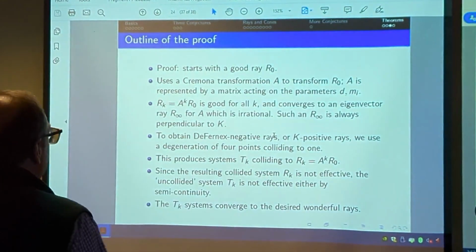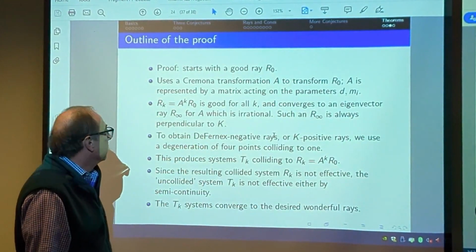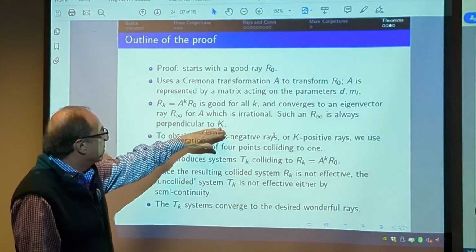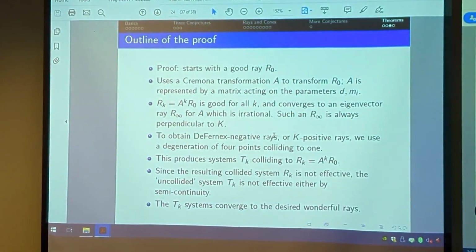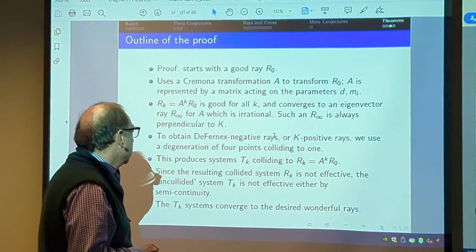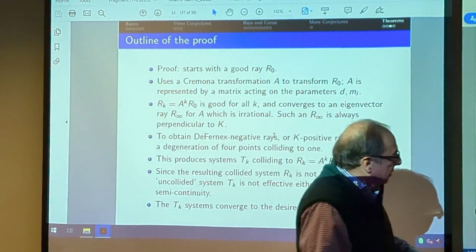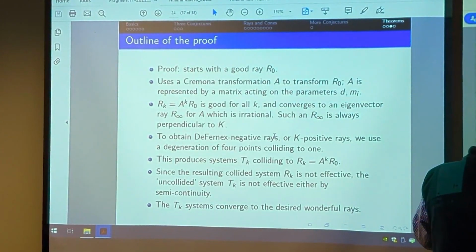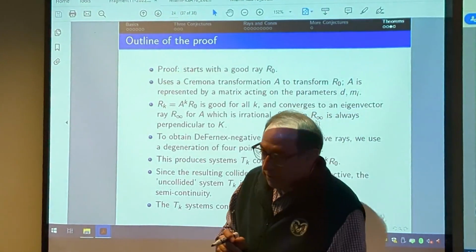And this R infinity was an irrational ray, which is a limit of good rays. Now, it's always perpendicular to k, turns out. So why is that? Because you take a good ray and you intersect with the canonical. It has a fixed intersection with the canonical, but when you do the Cremona, the degree keeps going up, and so the intersection with the canonical keeps decaying. So in the limit, you get something on the k, that intersection k equals 0 all the time, and so it converges to that. So if you want rays that are not wonderful on this line here, you want maybe something out here. It's harder. Okay, so, but not impossible.